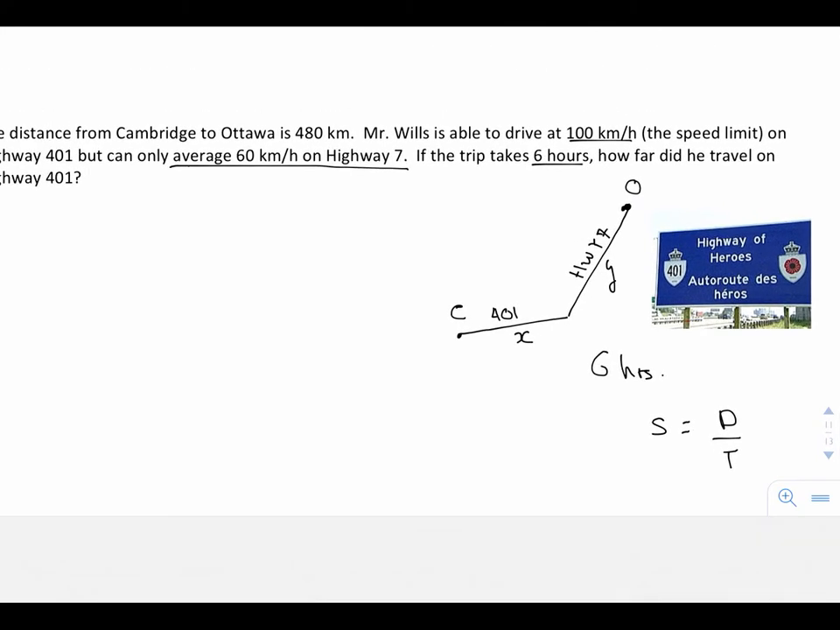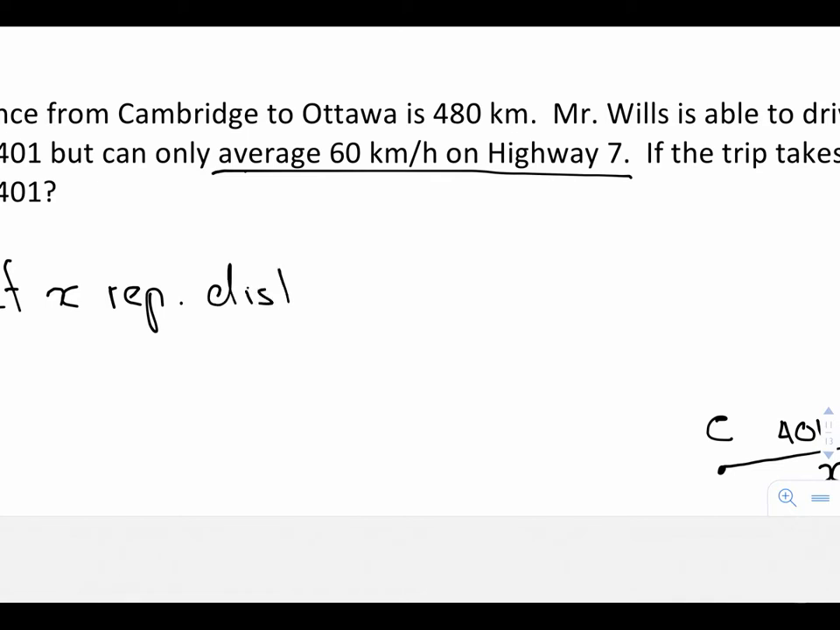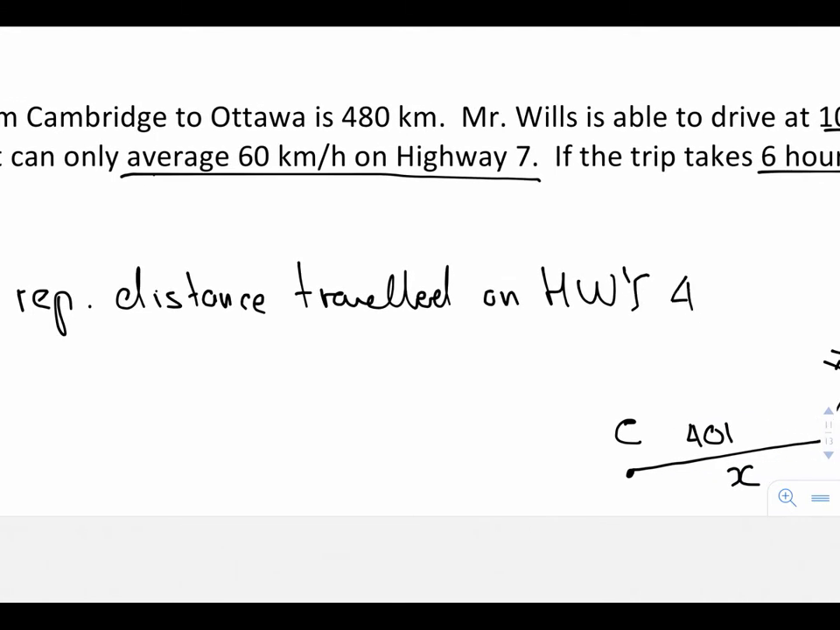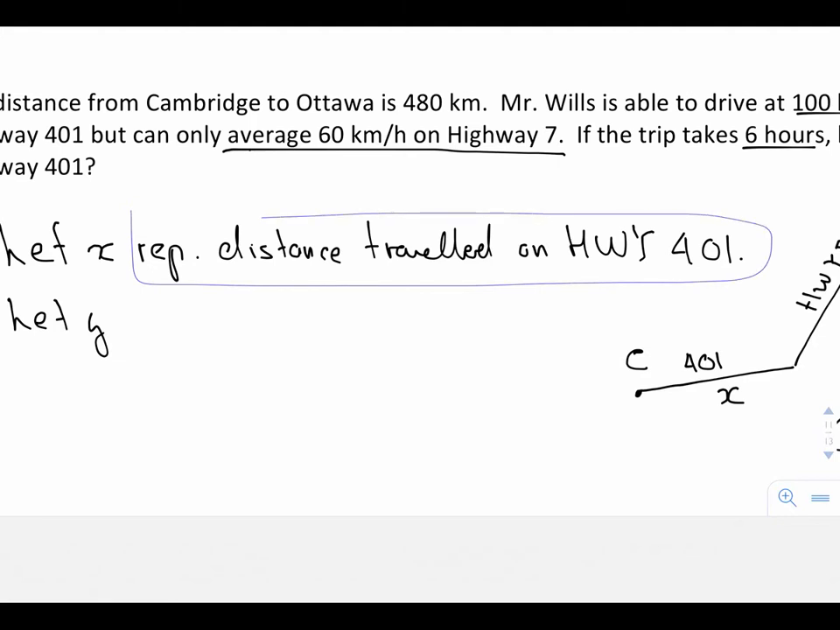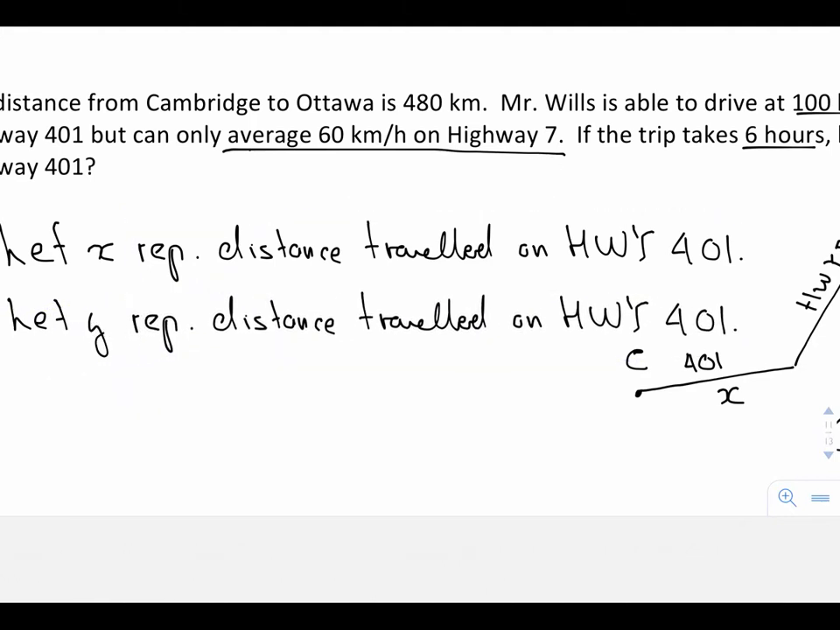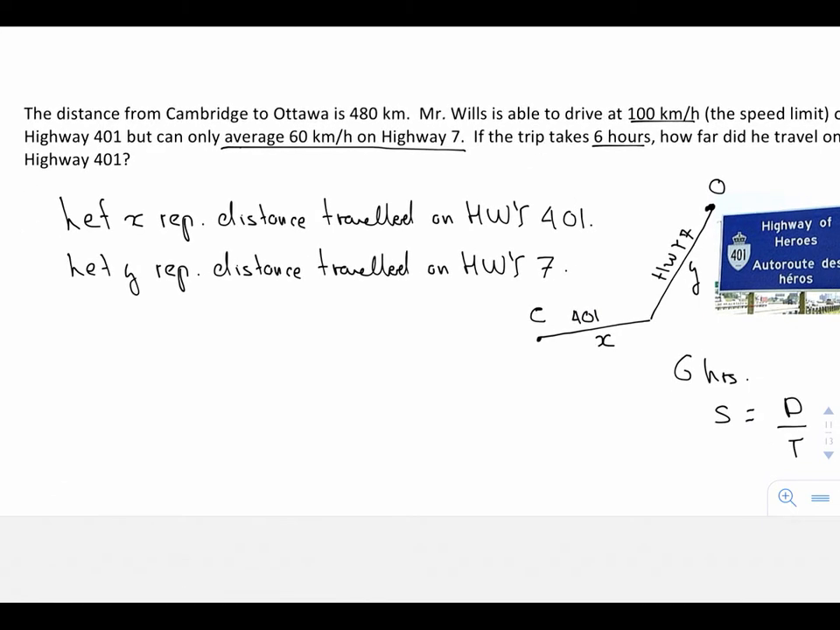So I'm going to write my let statements now. I'm going to let x represent the distance Mr. Wills traveled on Highway 401, and I'm going to let y represent the distance traveled on Highway 7. So I'll save some time, I'll just copy this, paste it here, and this is the highway, not 401, but Highway 7. And now we can start our equations.